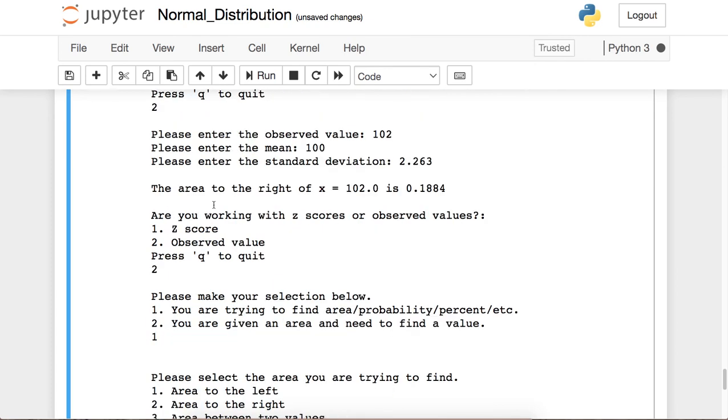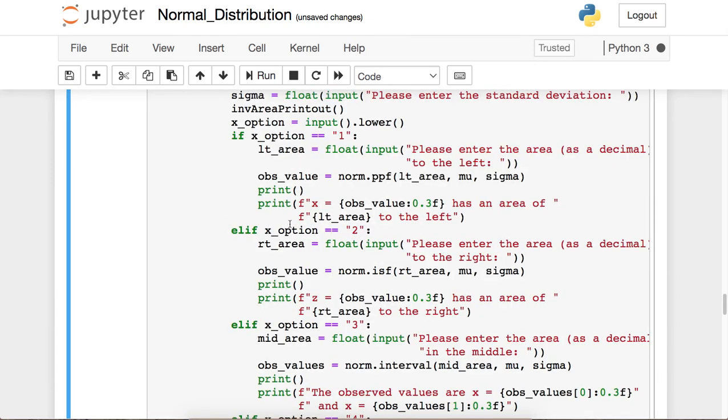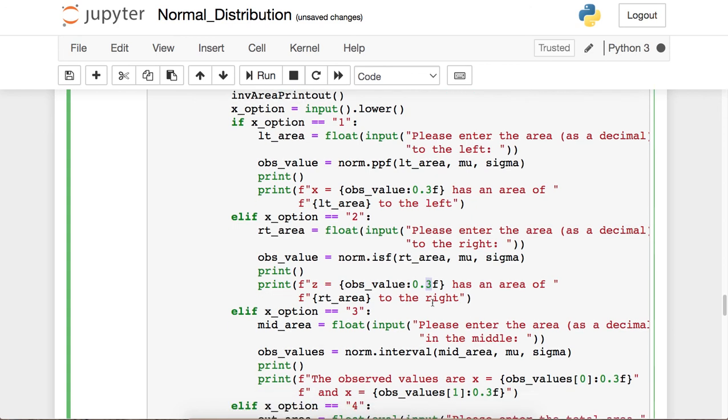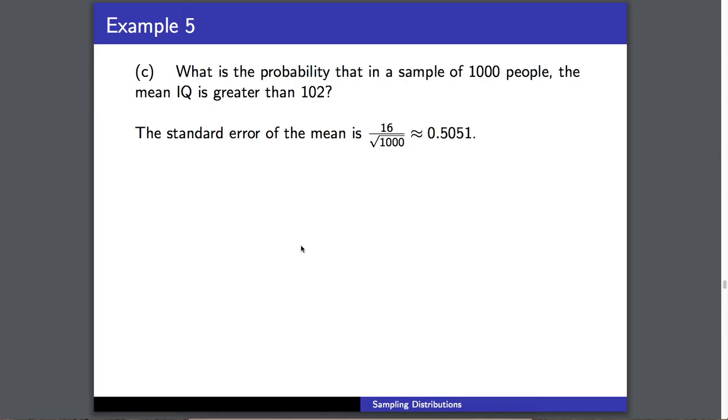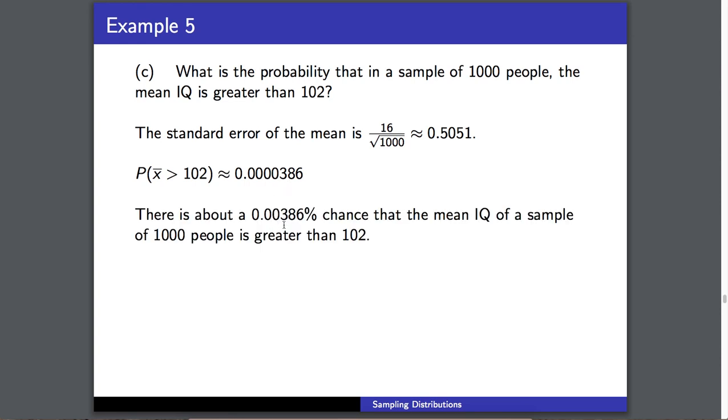What's nice about this too is, and again, I will link it in the description here, we could change the number of decimal places by just changing these values here to however many decimal places we want to go. So if we increase this number, we can go further out. So it's nice to have that ability, even though it may look scary here. You could just adjust a few things and get further decimal places. If we did go out further, we would find that the probability is very, very small. So there's about a 0.00386% chance. So a very, very small chance that the mean IQ of a sample of 1,000 people is going to be greater than 102.